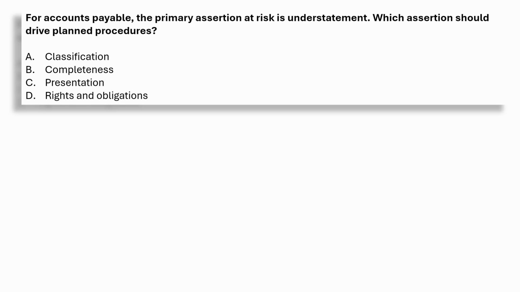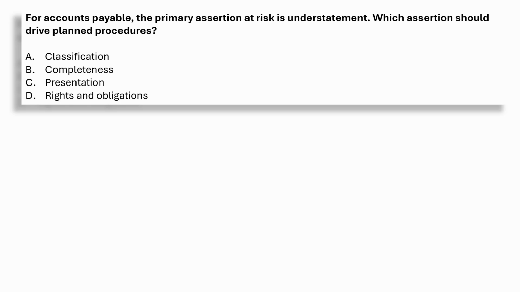Option B, completeness. Bingo. Completeness is all about making sure that everything that should be in the books actually got there. When AP is understated, some liabilities are left out. So my planned procedures need to target completeness, like searching for unrecorded liabilities, reviewing subsequent cash disbursements, reconciling vendor statements, and inspecting unmatched receiving reports.